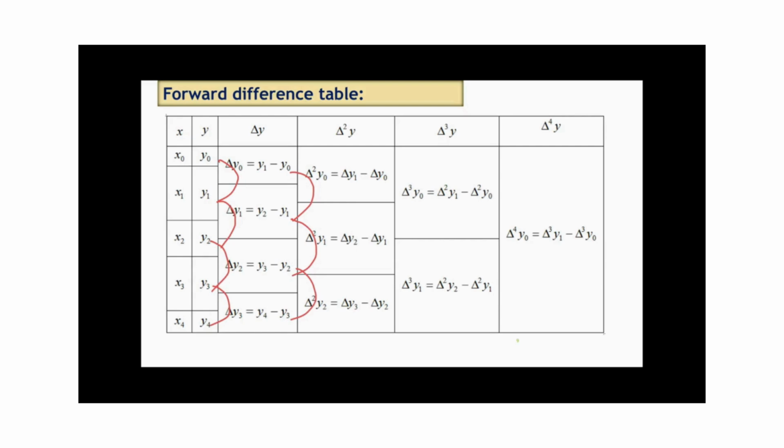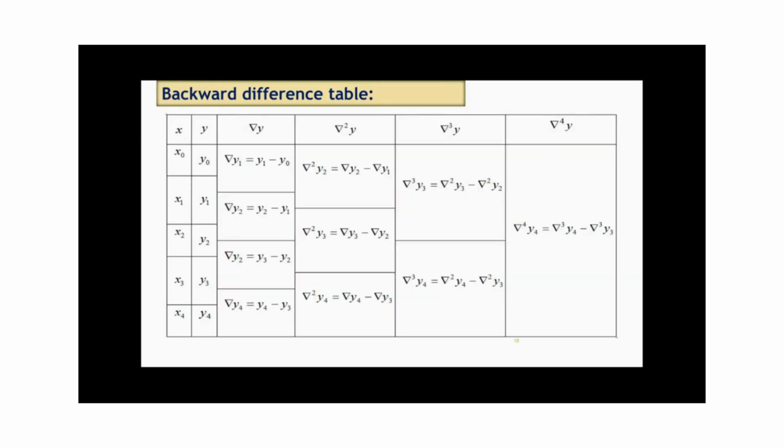Similarly, the third forward difference is calculated by subtracting two consecutive second differences. Delta power 3 y naught equal to delta squared y1 minus delta squared y naught, and delta cube y1 equal to delta squared y2 minus delta squared y1. Finally, we calculate the fourth difference. So delta power 4 y naught equal to delta power 3 y1 minus delta power 3 y naught. So remember, in Newton's forward interpolation, we use only the upper diagonal values of the difference table.